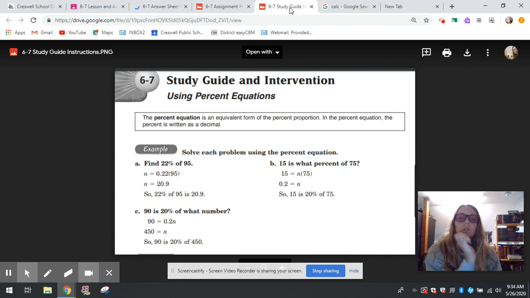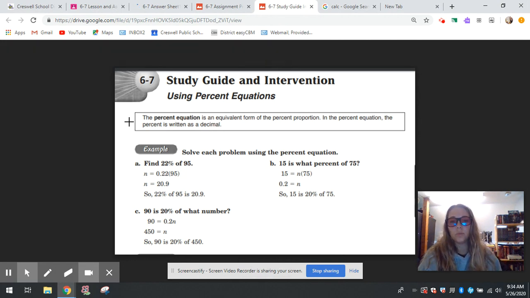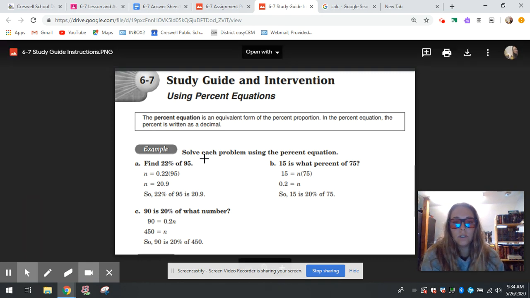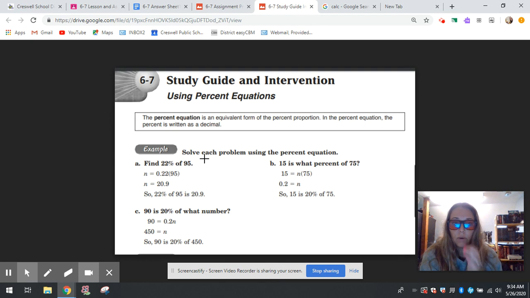Okay, so at the top it says the percent equation is an equivalent form of the percent proportion. In the percent equation, the percent is written as a decimal, which you might have done last week if you didn't just calculate the percentages of the numbers mentally. So you have these 3 examples. It says solve each problem using the percent equation.